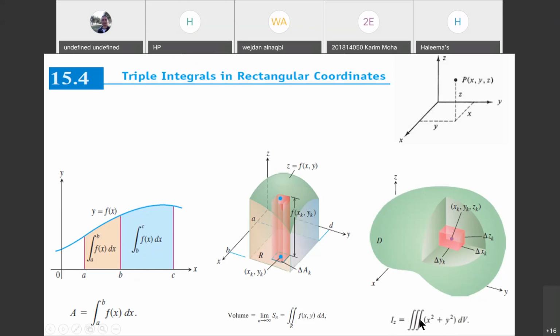Can I go backward? Yes, if the function here is 1, it will be the integration of dV, the volume element. So I will get the volume by the triple integral if my function is equal to 1. What about if the function is equal to 1 in the double integral? I'm going to integrate dA, the area element, so I will get the area. If the function is equal to 1 in the single integral, I have the distance from a to b. So I can go backward if my function is equal to 1, but I cannot go forward.